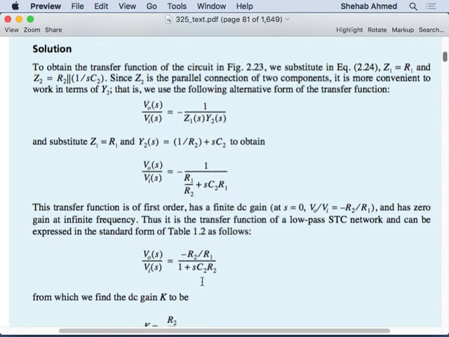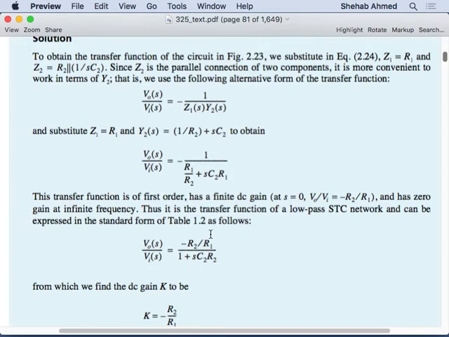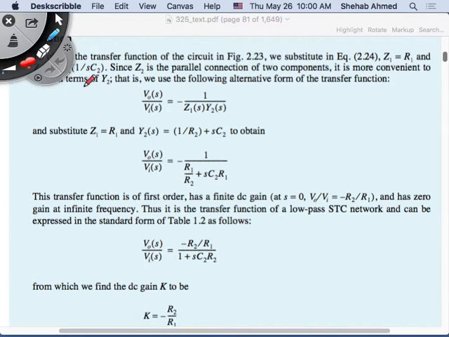So this looks exactly like my low pass single time constant circuit transfer function. What's the DC gain here? The DC gain is minus R2 over R1, right? So if the DC gain of this circuit is minus R2 over R1, if R2 goes to infinity, what happens? I have infinity over 1 plus SC2 infinity.